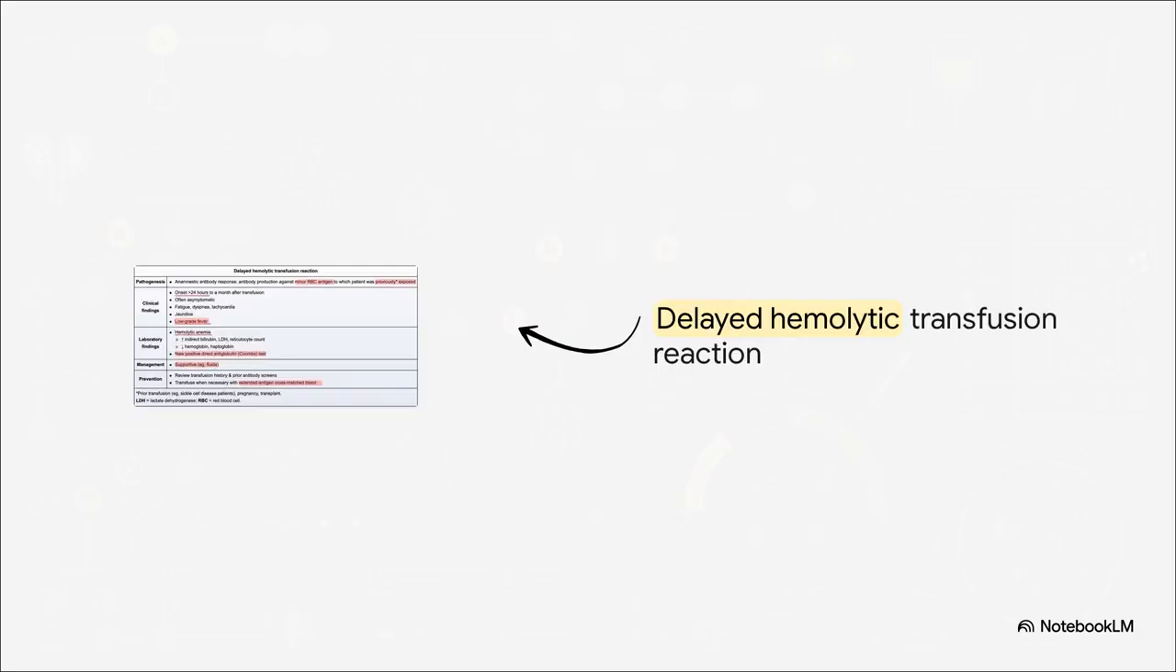In sharp contrast, a delayed hemolytic reaction occurs anywhere from 24 hours to a whole month later. It's super sneaky. This one's driven by an anamnestic antibody response to a minor red blood cell antigen the patient was exposed to in the past, maybe from a previous transfusion or a pregnancy. The patient will present with fatigue, jaundice, maybe a low-grade fever, and crucially, a brand new positive direct Coombs test.